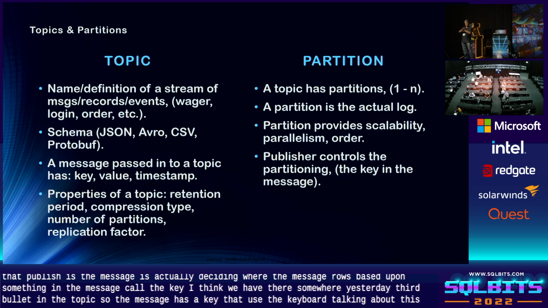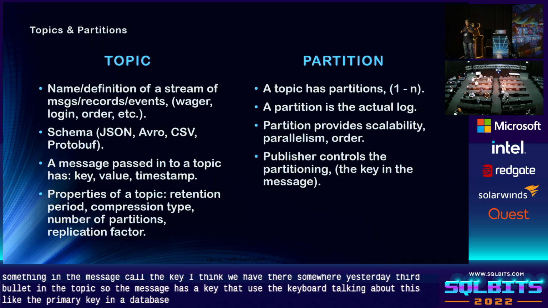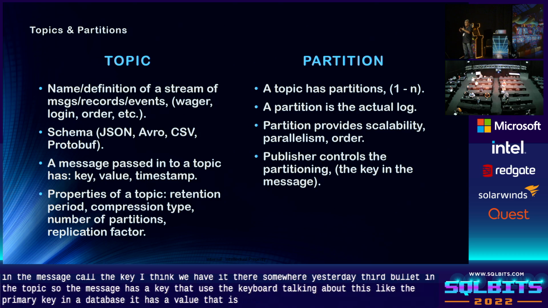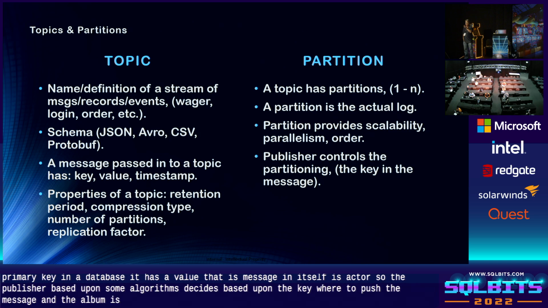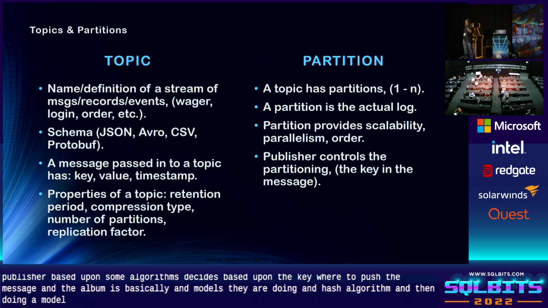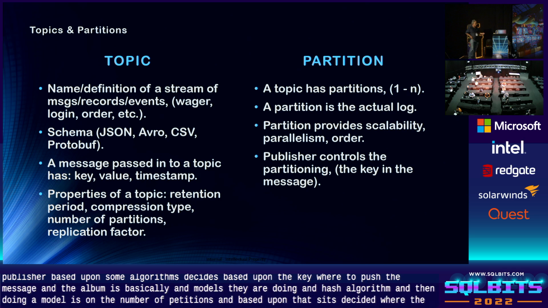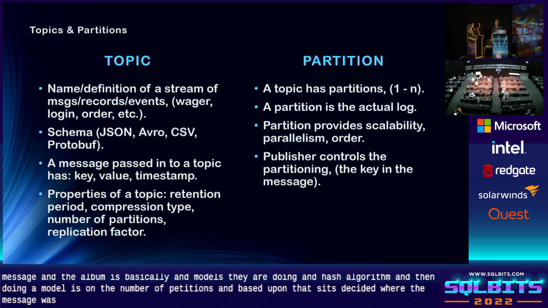It's like the primary key in a database. It has a value, which is the message itself. The publisher, based upon some algorithm, decides from the key where to push the message. The algorithm is basically a modulus: they do a hash and then a modulus on the number of partitions, and based upon that it's decided where the message goes. Are we good so far? Questions?